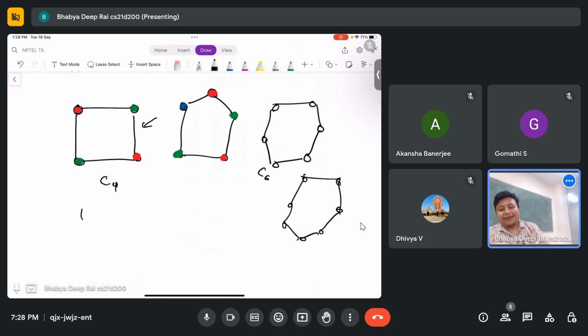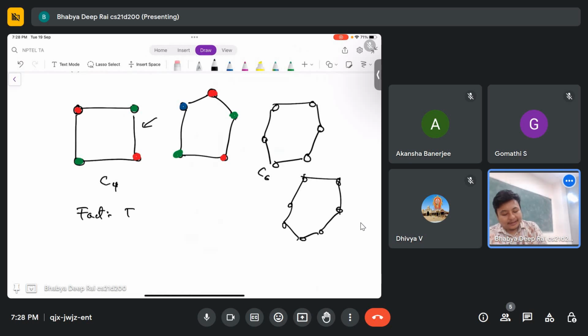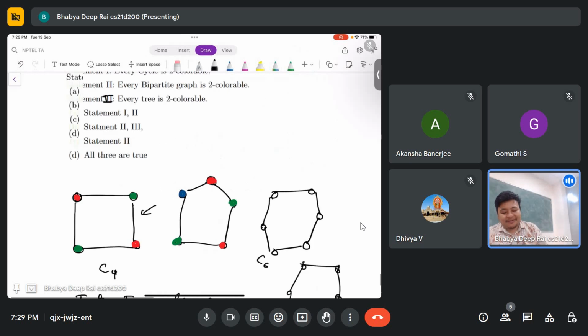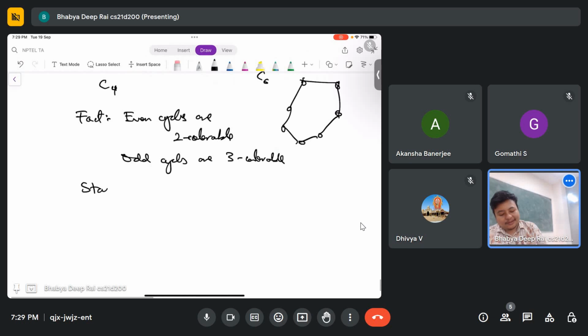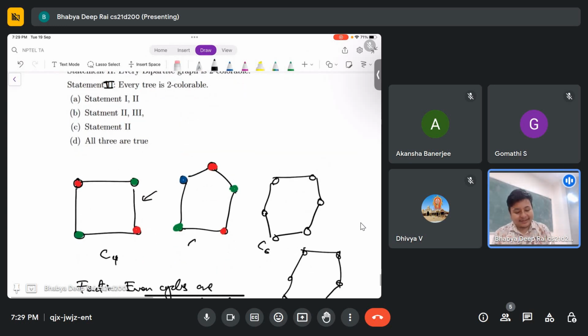I'll need 3 colors. So actually, I'll observe that even cycles are 2 colorable and odd cycles are 3 colorable. Okay, so the statement that all cycles are 2 colorable is actually false. Statement 1 is false. All cycles are not 2 colorable, and counter example is C5.